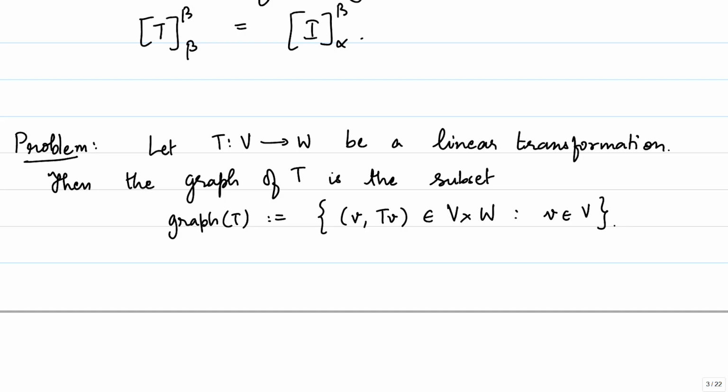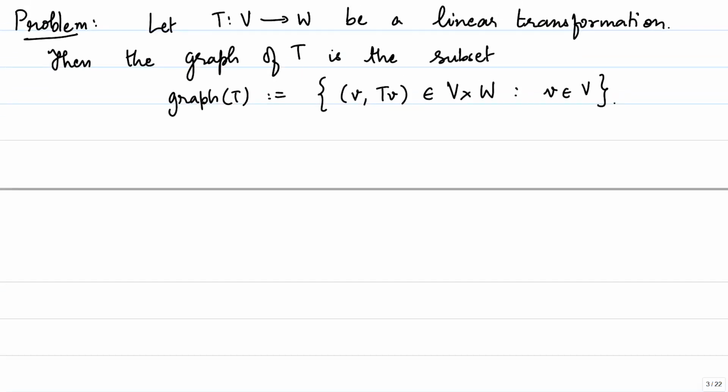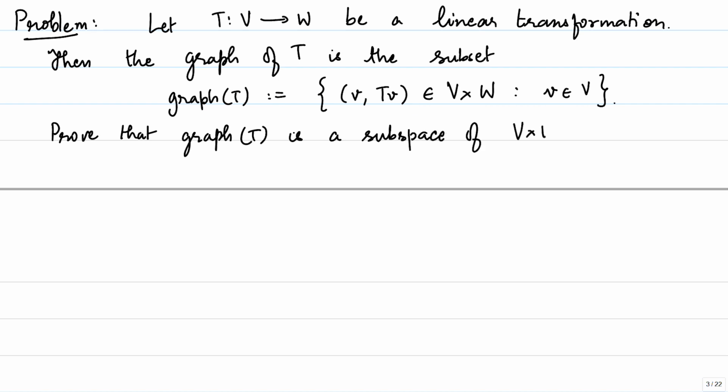So what does the problem tell us to do? The problem asks us to prove the following. Prove that graph of T is a subspace of V cross W if and only if T is a linear map.